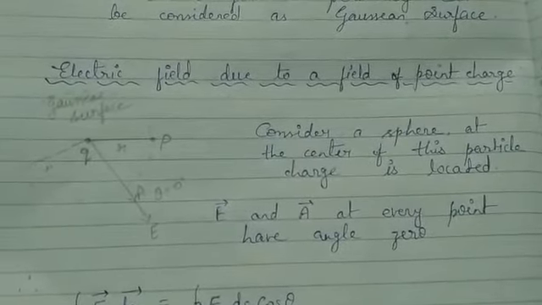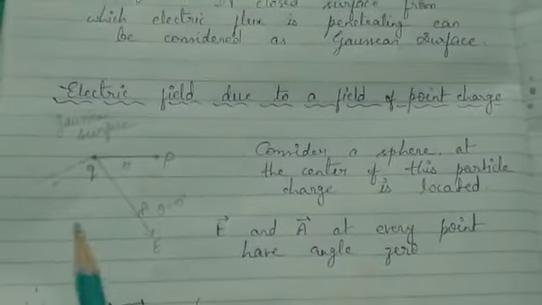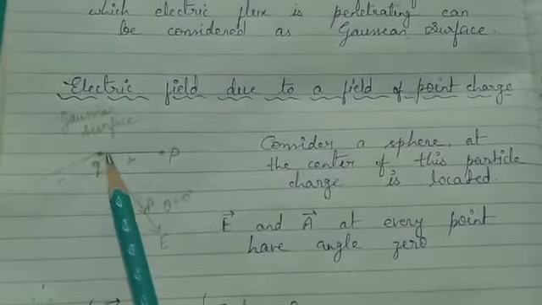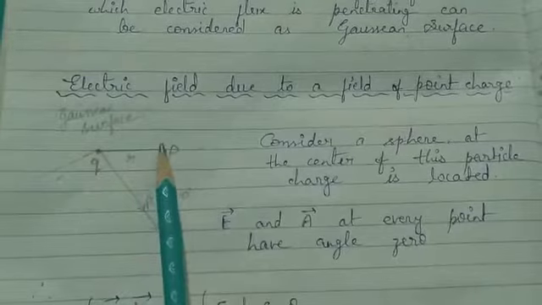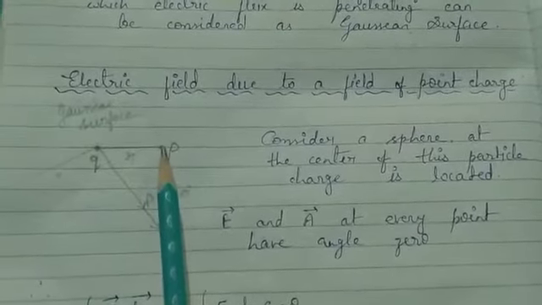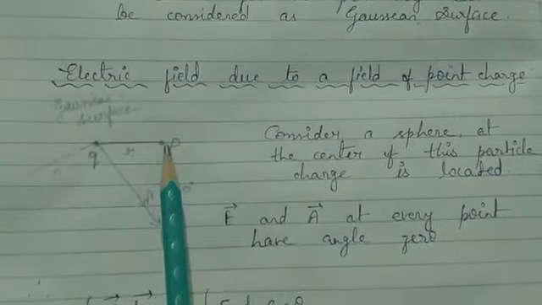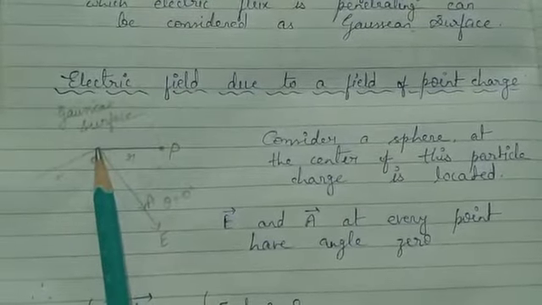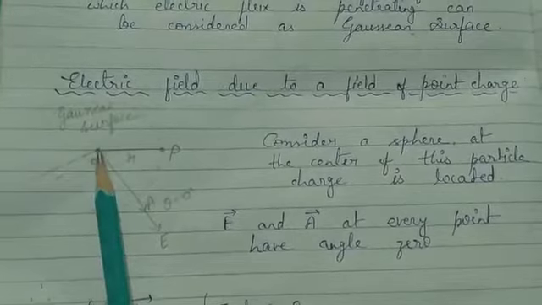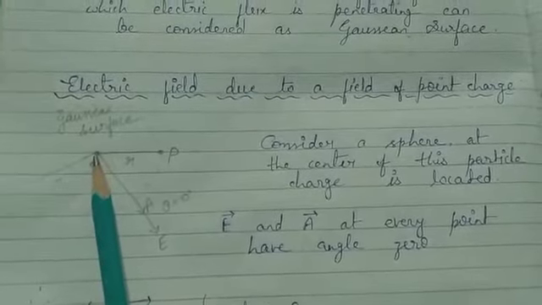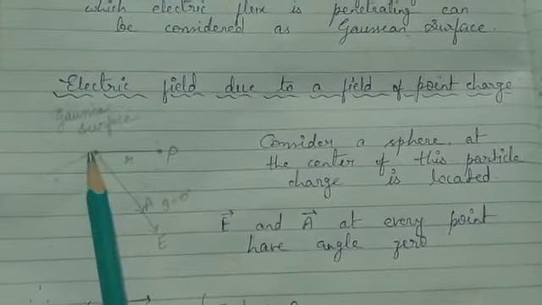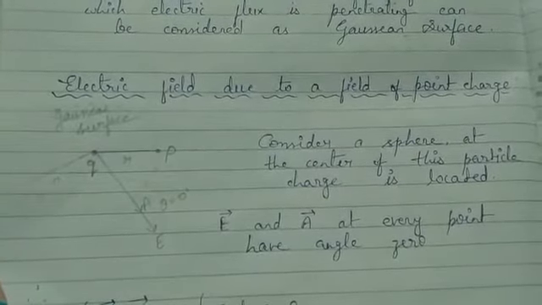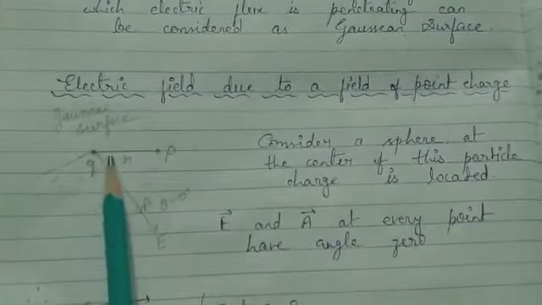Here you can see one point charge Q. At a distance r from this charge there is a point P. We have to find the electric field at point P due to the point charge Q. So first of all, what do we have to assume? We have to assume a Gaussian surface, and as we know, a Gaussian surface has symmetry.